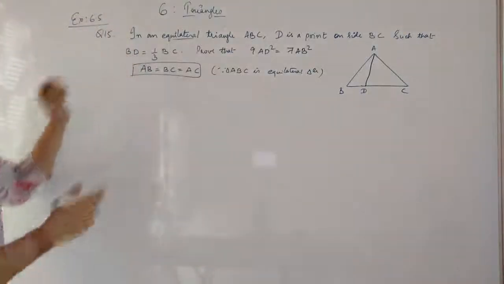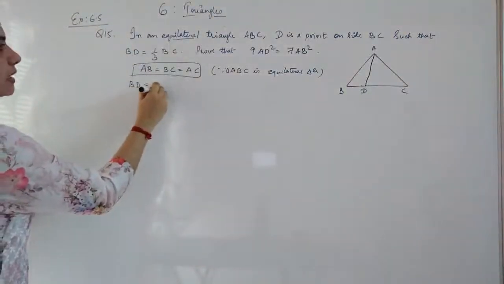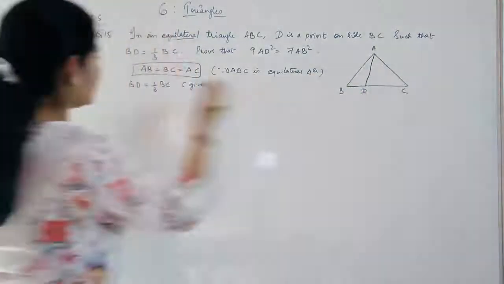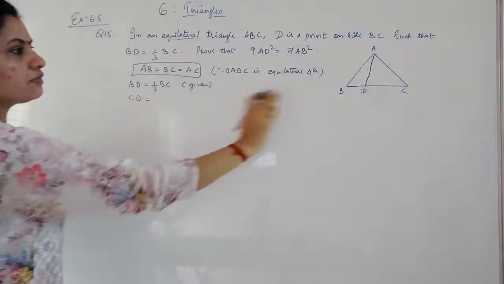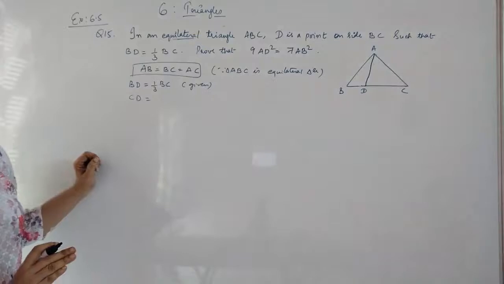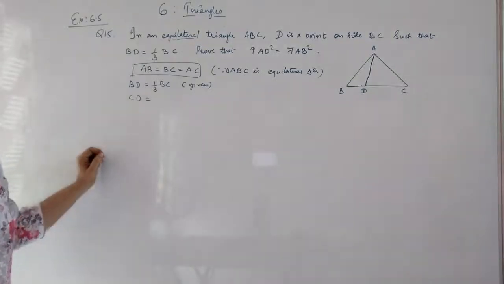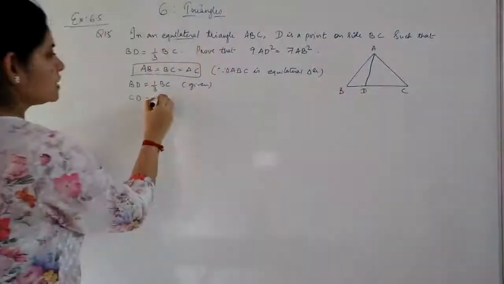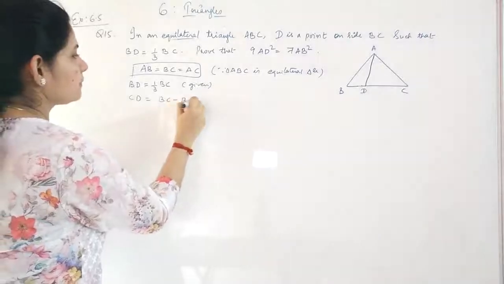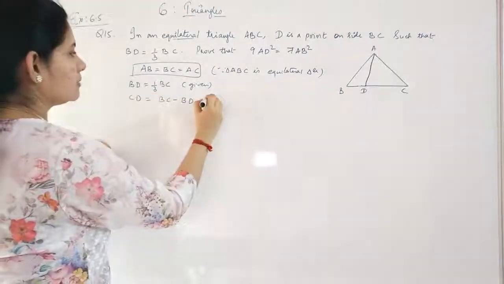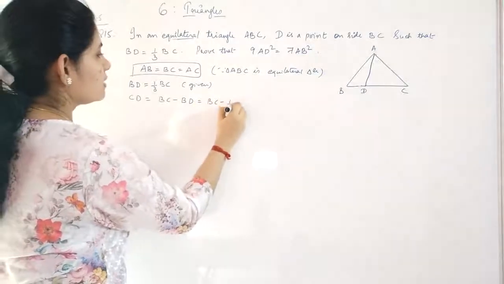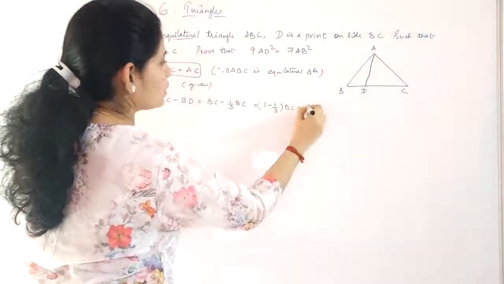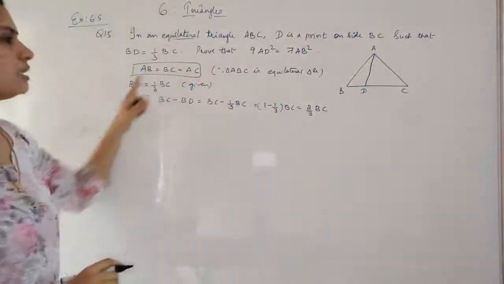Now, we have been given BD. BD is equal to 1 by 3 of BC. This is given. We are just finding out what is CD. So CD will be, actually from the figure, what is CD? CD is BC minus, from the total portion, if you subtract this portion, you will get CD. So we are writing it as BC minus BD. In terms of BC, we can write BD. That means it is BC minus 1 by 3 BC, which is 1 minus 1 by 3 of BC, giving you 2 by 3 BC. So you got CD in terms of BC.